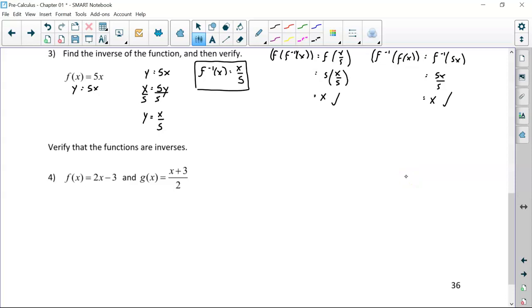So now we're just verifying that f and g are inverses. So we're going to find f of g of x and make sure that it equals x. So it's going to be f of x plus 3 over 2. Now I want to see your work for these. Don't just say it magically equals x. Because to verify, I might say, all right, are these functions inverses? And it might not be. So that's why we want to make sure we check.